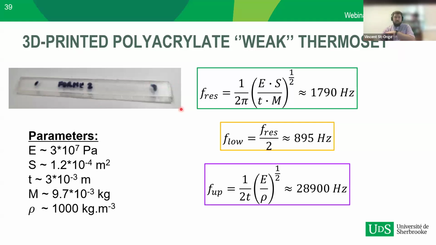So it's a layered sample, so layer by layer printing. So that means that the sample is far from being isotropic. So there's a lot of anisotropy happening in there, which can also explain why we got maybe some weirder results than what was expected.